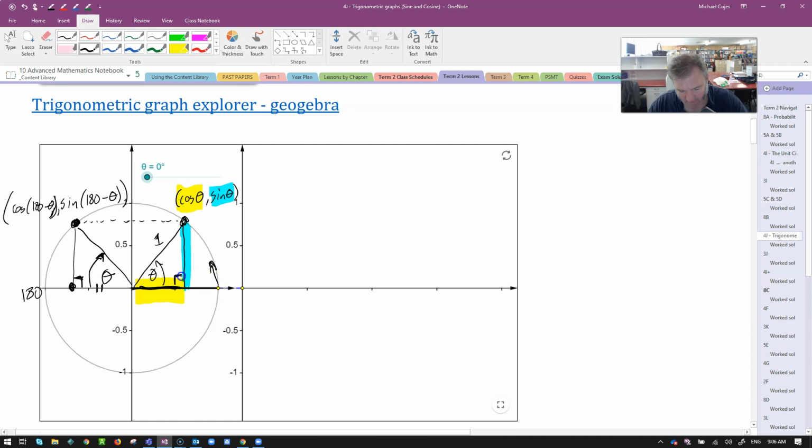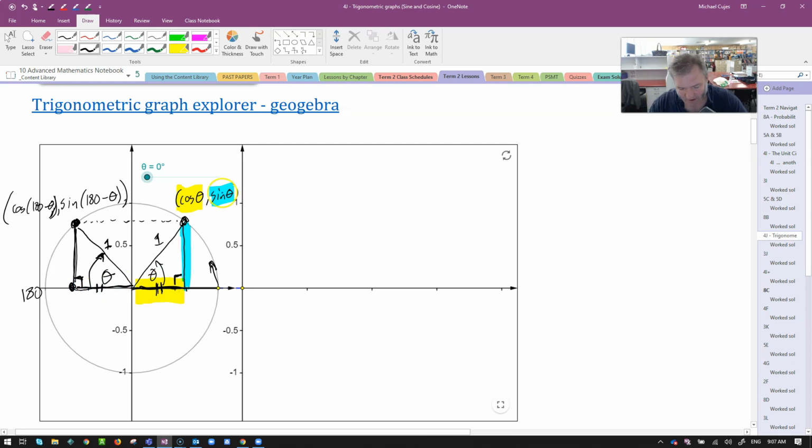Got a right angle there. In fact, they're congruent triangles because I've got a right angle, the hypotenuse, and one other side. We've already established that's the same. What we can find here is the cosine is the same length. The length along the x-axis, that length to the left, is the same length as the one on the right, but it's in the negative direction.